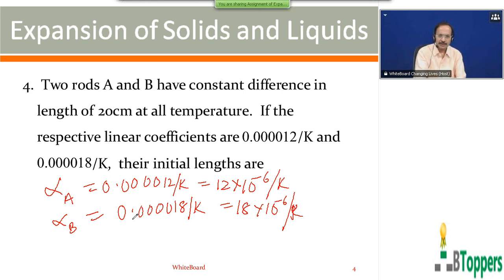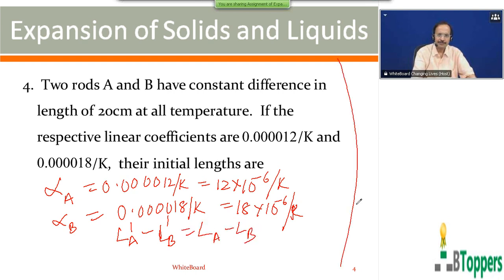As I discussed, one of the special cases: the difference in the length of two rods of different materials will be the same at all temperatures. The ratio of the original lengths, the initial lengths, is equal to the inverse ratio of their coefficients of linear expansion. That is, the difference in the length of rods A and B at higher temperature T' will be the same as the difference in the length of rods A and B at the initial temperature. So the increase in the length of rod A as the temperature changes is the same as the increase in the length of rod B.